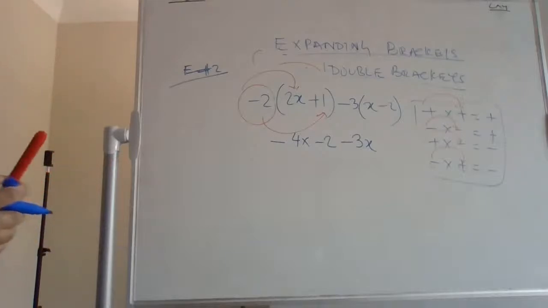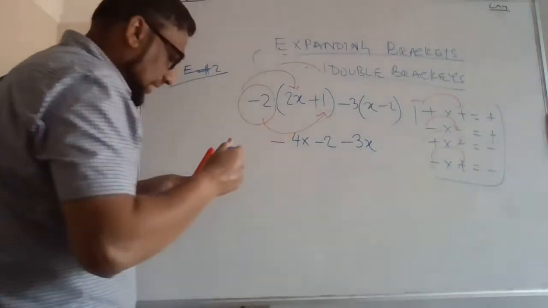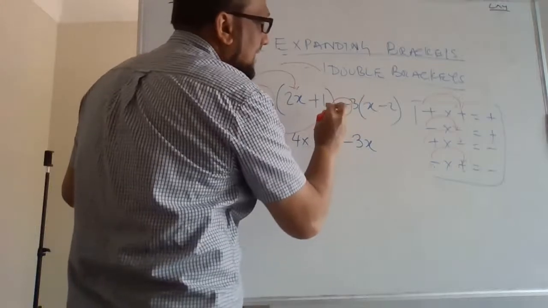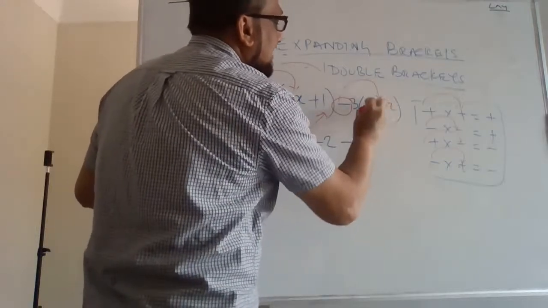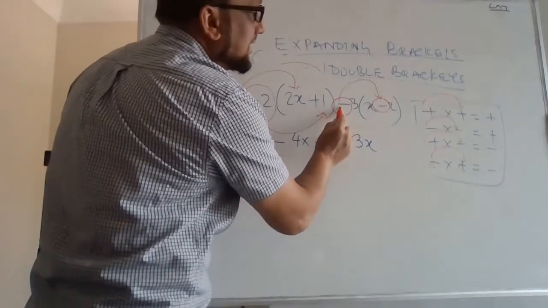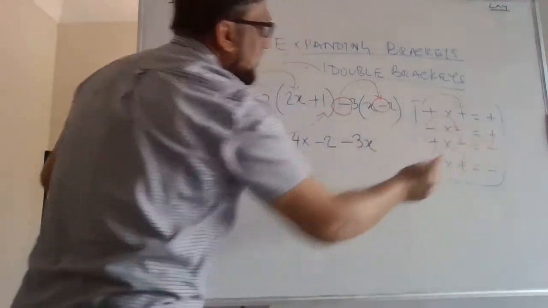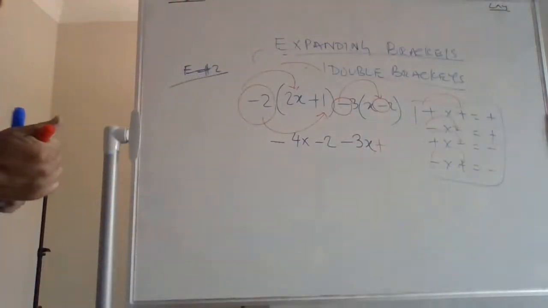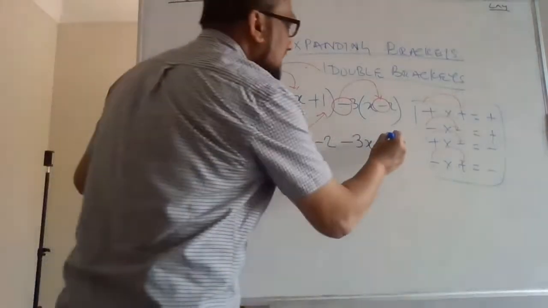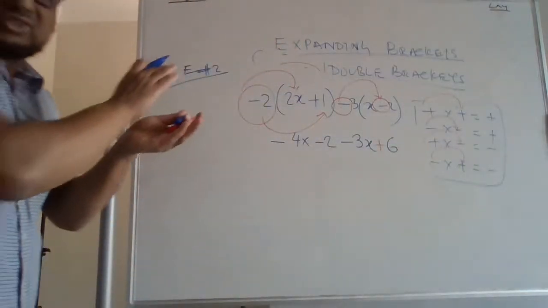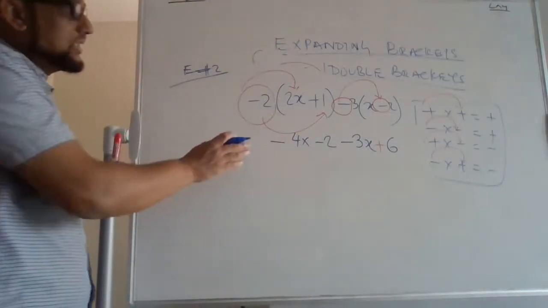And now look at this one. There is a minus sign and it also has a minus sign. So when we multiply minus times minus, we get the answer plus. And 3 times 2 is 6.